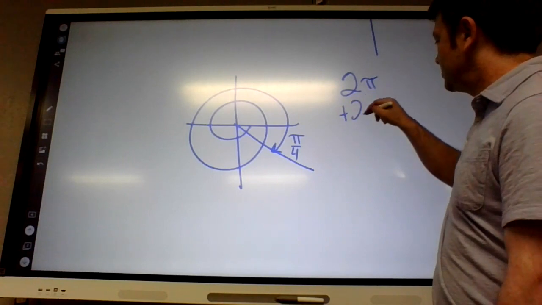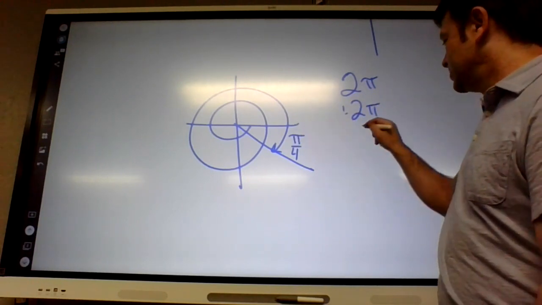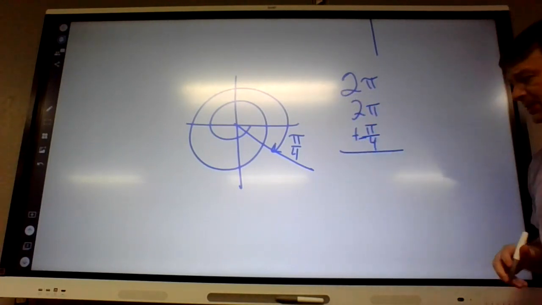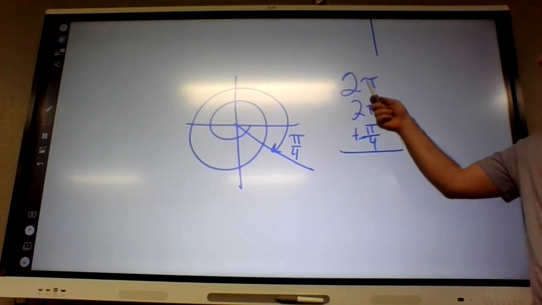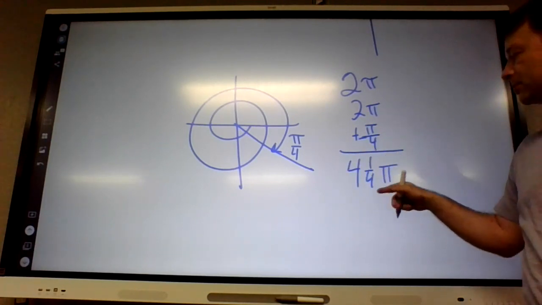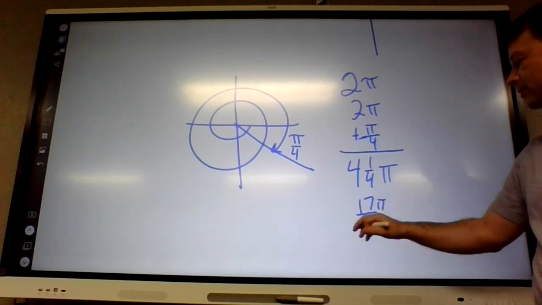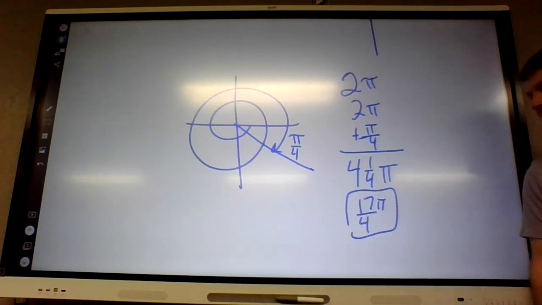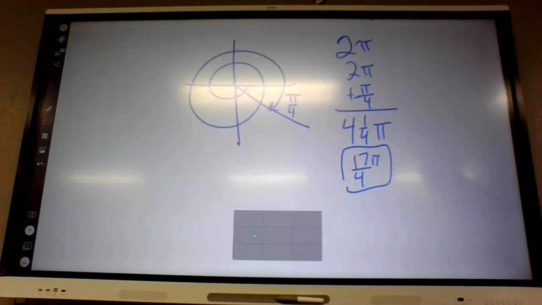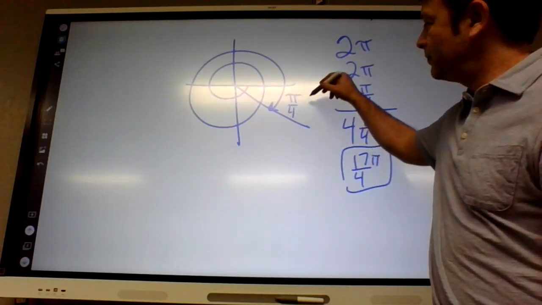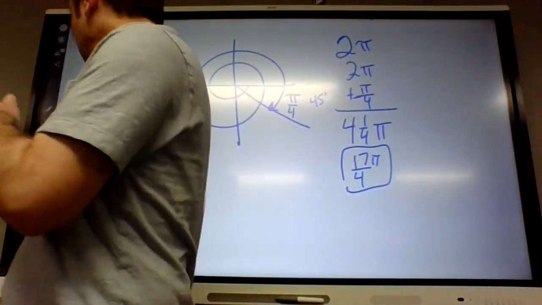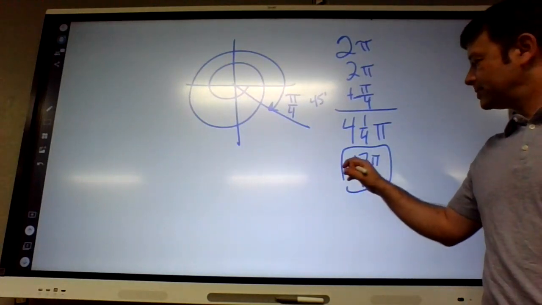2 pi. So they went 2 pi plus 2 pi plus 1/4 pi, or pi over 4. It's basically like 2 plus 2 is 4, plus 1/4. It's like 4 and 1/4 pi, or 17 pi over 4. If they don't tell you degrees, you could do it in degrees also. This would be 180 divided by 4, which is 45 degrees. So you can do 360 plus 360 plus 45. Oh, I did something wrong. They went backwards, so I should have thrown a negative in there.